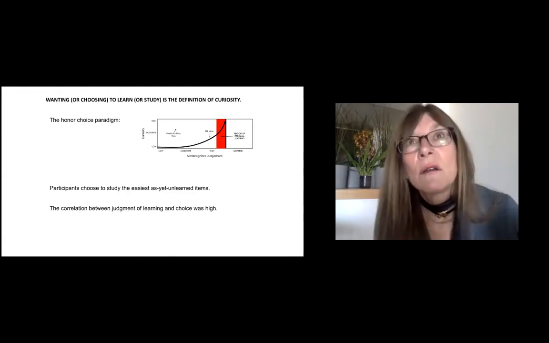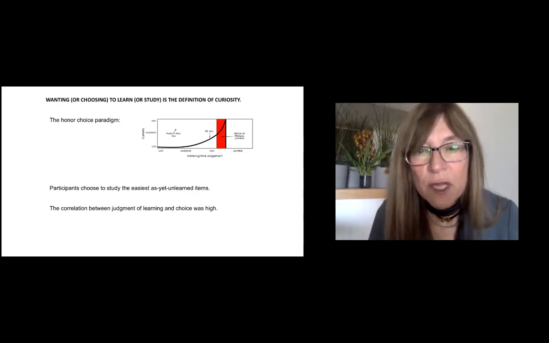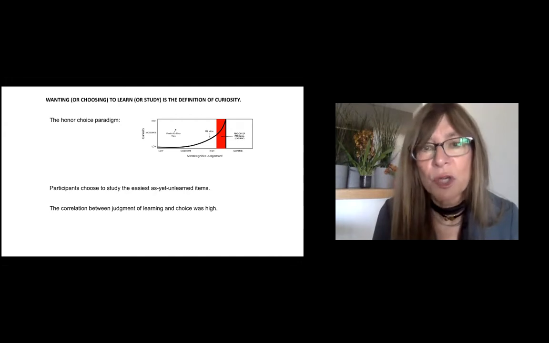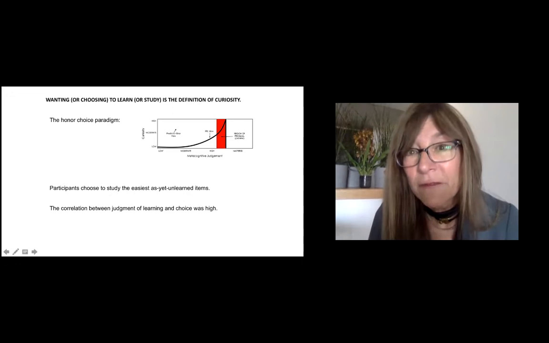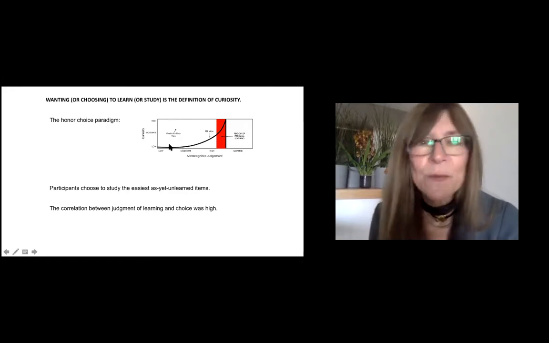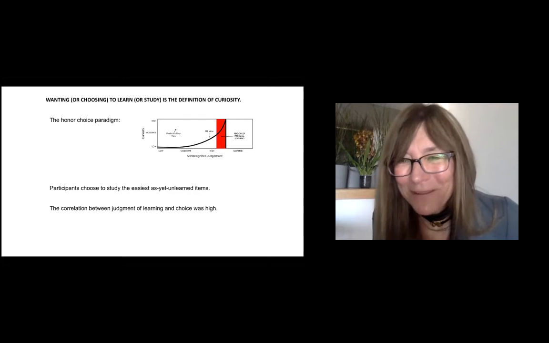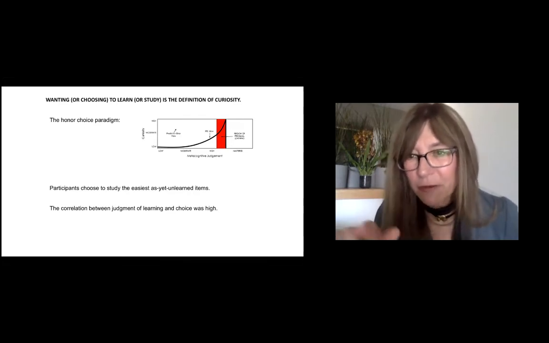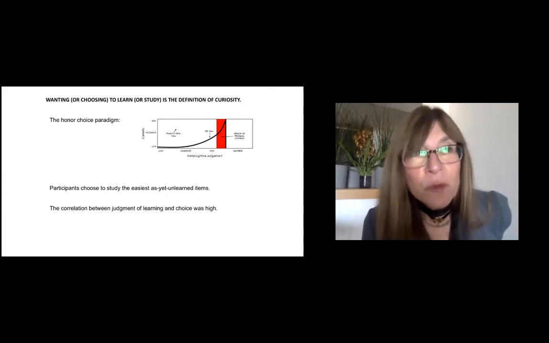And he looked at whether they were choosing their low JOLs or their high JOLs. And what he found was a very strong correlation with choosing the high JOLs. So they chose the stuff that was up here and they did not choose the stuff that was down here. Okay, there's more. There was actually a big difference between the choice JOL and it went in the direction for RPL.